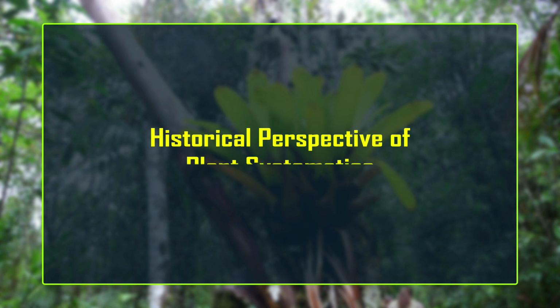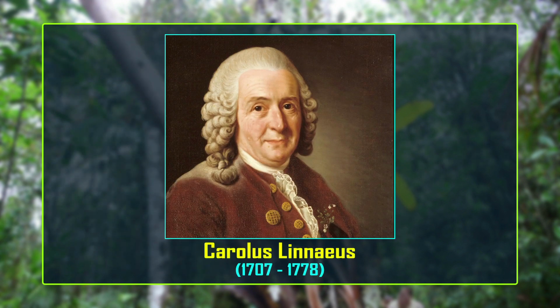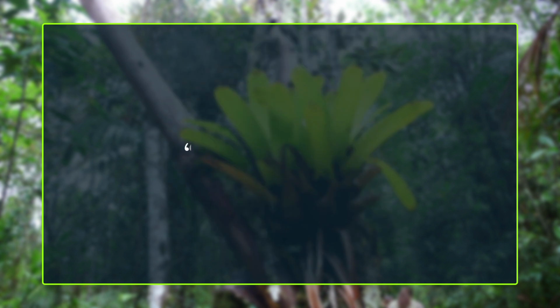Let us start with the first, that is historical perspective to plant systematics. If we see the term systematics, its first use can be traced to Carolus Linnaeus way back in 1751, when he introduced the term as systematic botany. Since then, the term systematics has persisted to the present day, although in a completely modified form.